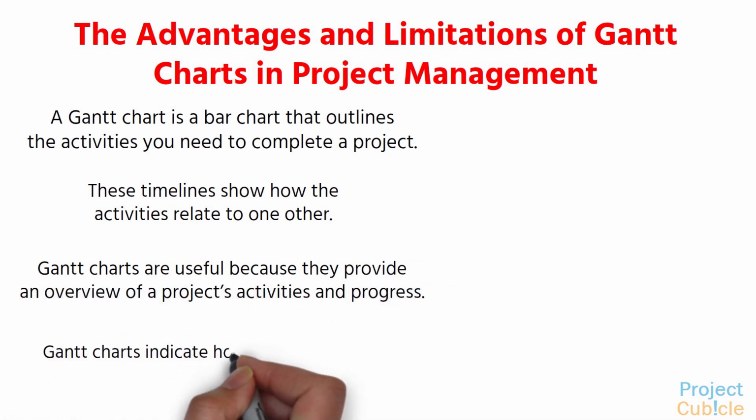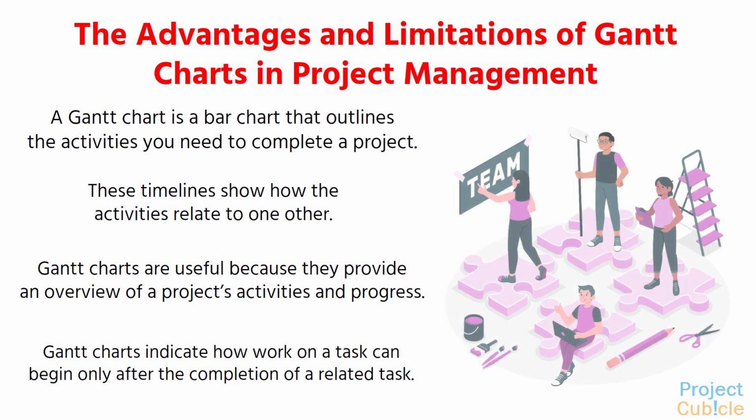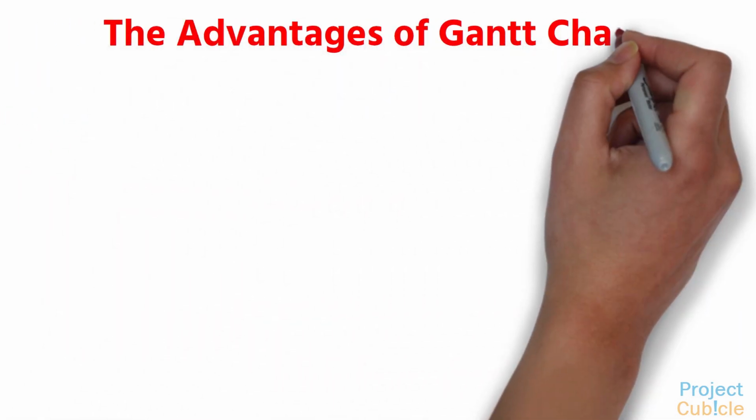Gantt charts indicate how work on a task can begin only after the completion of a related task. Such information helps team members understand project hurdles and make critical decisions about the best way to move a project forward. The advantages of Gantt charts.